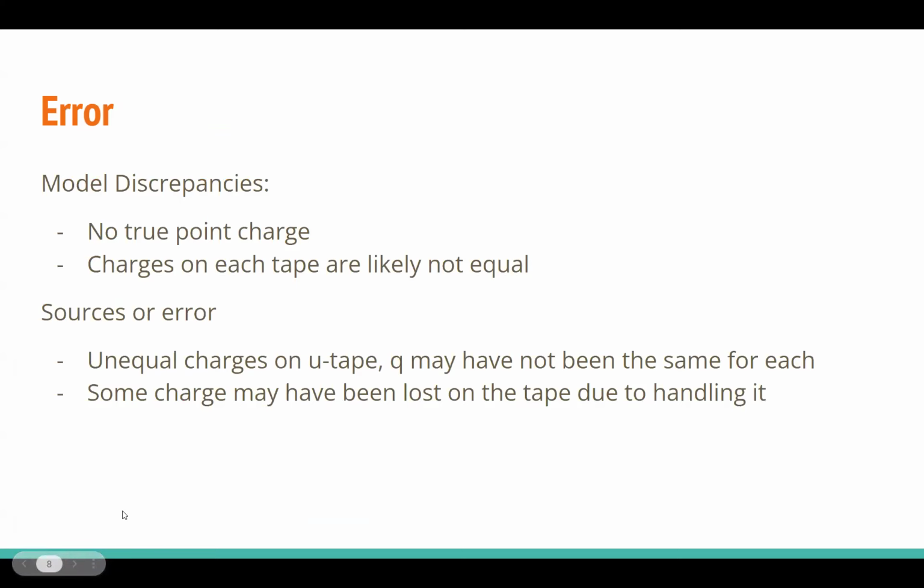And then some errors that we had were in the model discrepancies, which has no true point charge because it's a piece of tape and we just ripped it off a desk. So it's not going to be exactly equal or exactly a point charge. And then other sources of error were unequal charges on the U-tapes, so Q is not the same. And whenever you are holding the tape, some of the electrons most likely dissipated if you didn't hold the handle exactly right or you let it touch something. So that also could have caused charge loss, and that did happen, where we had to recharge the tape because of mishandling.